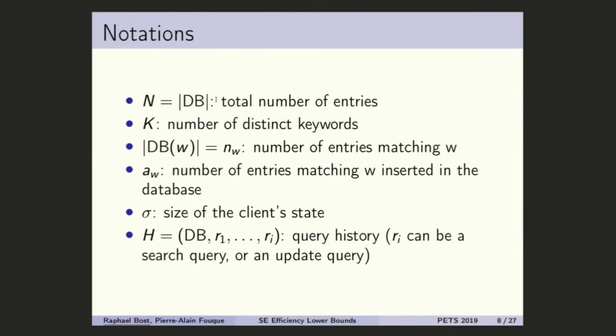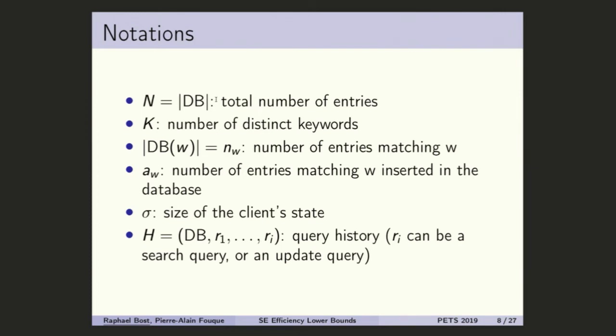So a few notations here. N is kind of the size of the problem. It's the size of the database. It's the number of entries. K is the number of distinct keywords. We're going to denote N_W the number of entries in the database that match the keyword W.